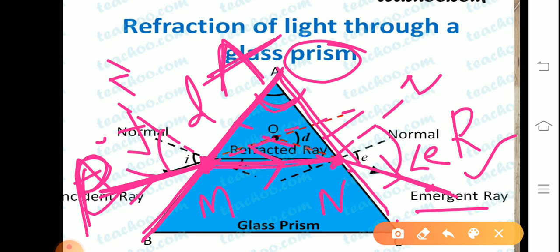Okay, these are the terms related to the prism: angle of incidence, angle of emergent ray, angle of prism, angle of deviation, path of the light ray, and the normals. This is the small introduction about the glass prism. In the next video we'll discuss the lab activity and also the derivation of the prism.